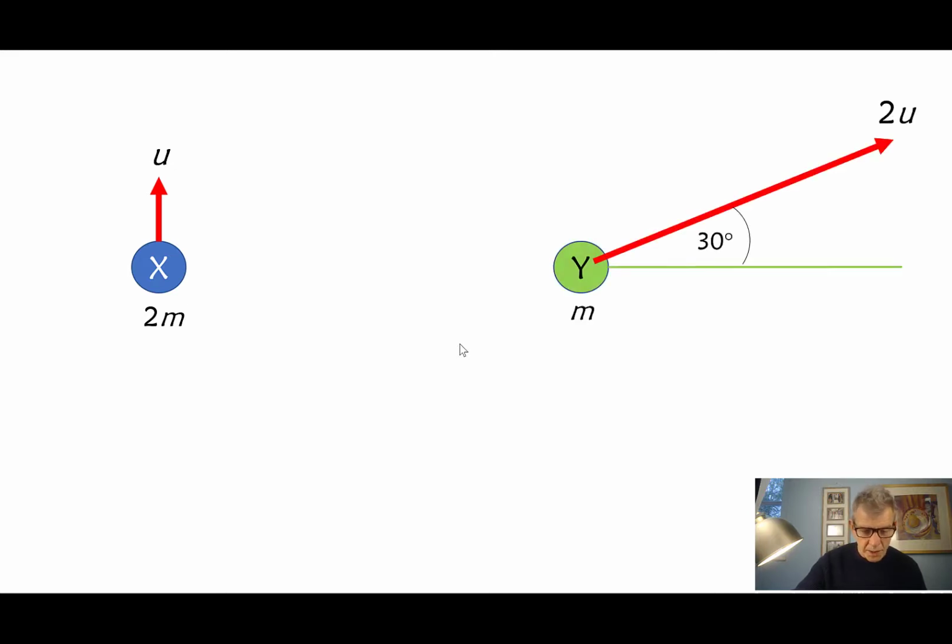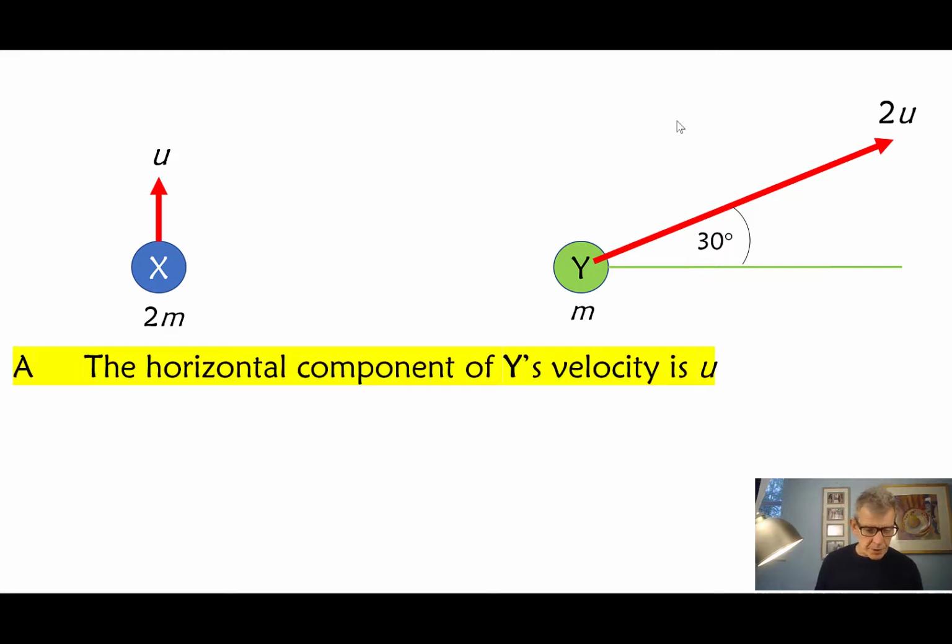It's always a good idea when starting these sorts of questions to draw a diagram of the situation. So there's our x, with initial vertical velocity u, mass 2m. There's our y of mass m, and it's being launched at 30 degrees to the horizontal with an initial velocity of 2u. So let's first of all go through each of the options one by one. A. The horizontal component of y's velocity is u.